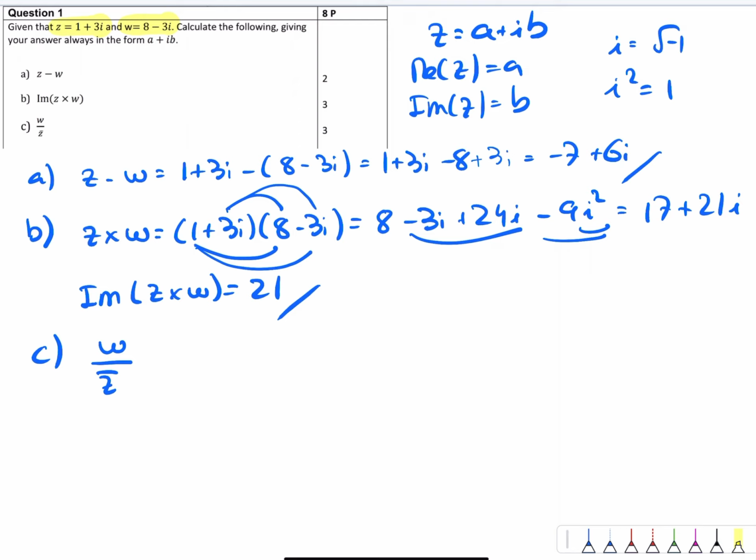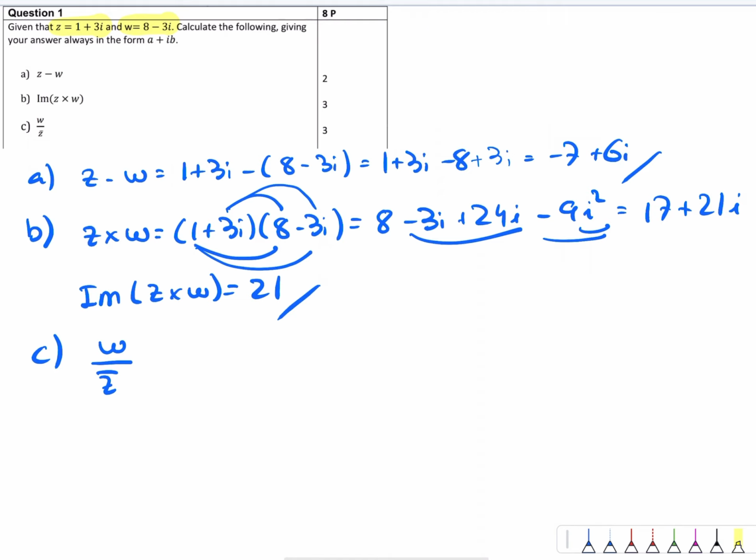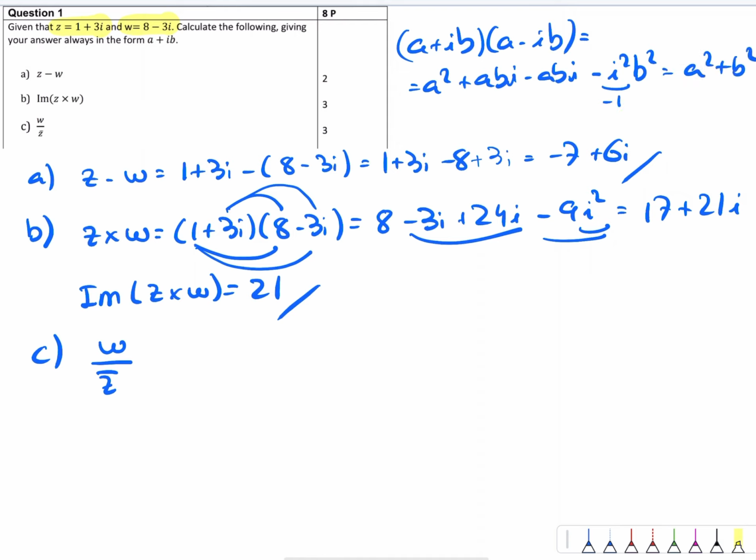To get rid of the imaginary part of a complex number, what we do is we multiply a plus ib times a minus ib, which is what we call the conjugate of the number. If z was equal to a plus ib, this is z times the conjugate of z. Why do we do this? Because when we expand this, we'll just get a squared plus abi minus abi. These parts will cancel out, minus i squared b squared. i squared is minus 1, which means that this is just a squared plus b squared. We can use this from now onwards.